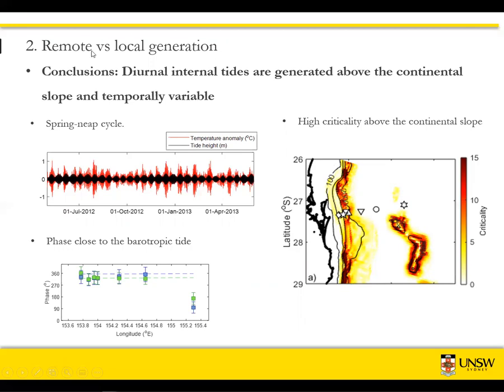So we can conclude the diurnal internal tides are generated above the continental slope, and also that the diurnal internal tide is variable over time, temporally variable. So the next step now, we would like to see what is causing this variability of the internal tide.